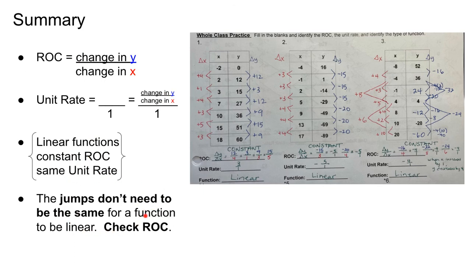Jumps don't need to be the same for a function to be linear. If you check the rate of change and it all reduces to the same unit rate, you know it is still a linear function. Your notes should look like my notes. You should have your changes of y and changes in x, as well as showing that all of the rates of change are equivalent.